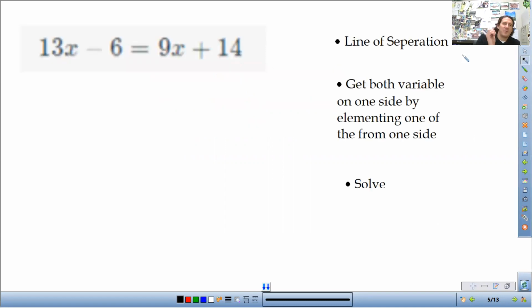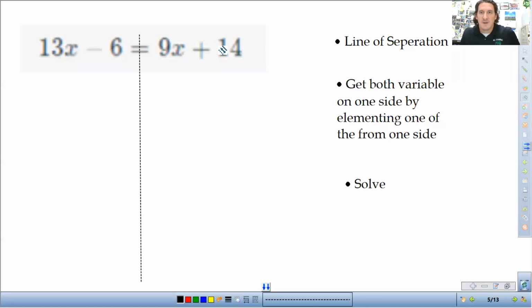So our first example, 3x minus 6 is equal to 9x plus 14. Very important that we include a line of separation on these so we can see that we have x's on both sides of the equation. Last lesson we talked about when we have more than one x in the equation, how to handle that. You combine like terms, but you combine like terms only if the variables are on the same side. Since these are on opposite sides, you want to do something a little bit different.